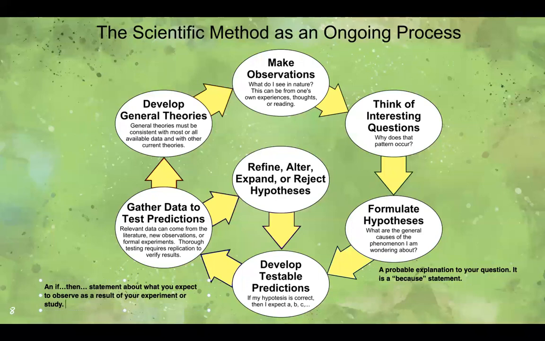So the next step would be gather data. Now, I want to make one correction here. It says to test predictions. So the experiment tests your hypothesis, not your prediction. I mean, they're closely related, right? But technically, an experiment tests the hypothesis. It's just this is the image I found that worked really well, but it's wrong on that one point.